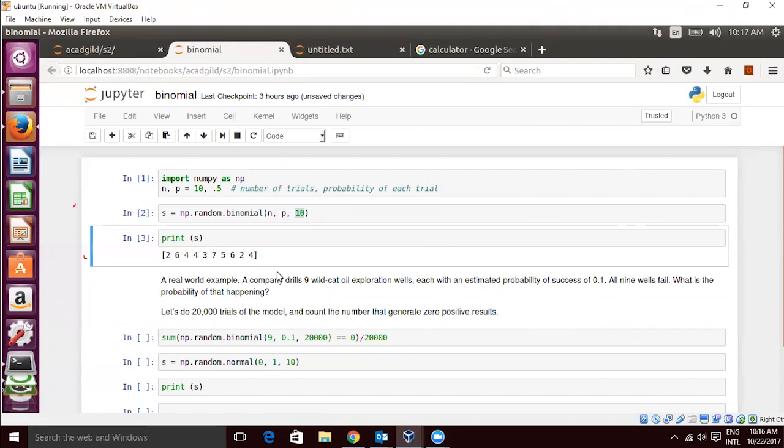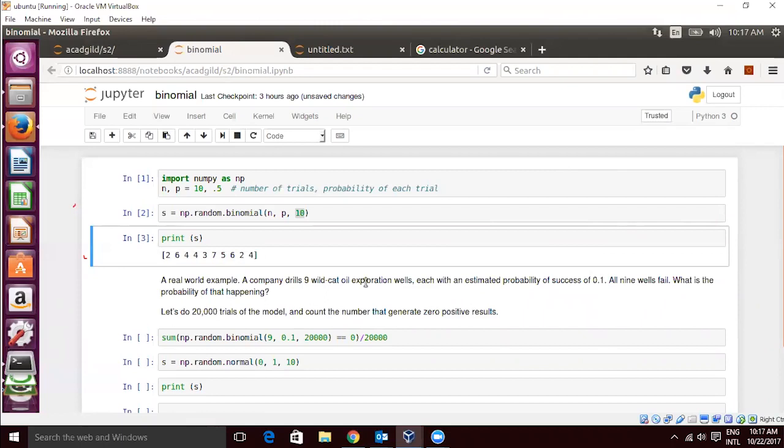Let us take a real world example. A company drills 9 wildcat oil exploration wells, each with an estimated probability of success of 0.1. Now assume that all 9 wells fail. It doesn't produce any oil. So what is the probability of that happening? Even though we say the probability of success is 0.1, all 9 fail. So now we have to understand what the probability of getting zero positive results could be.